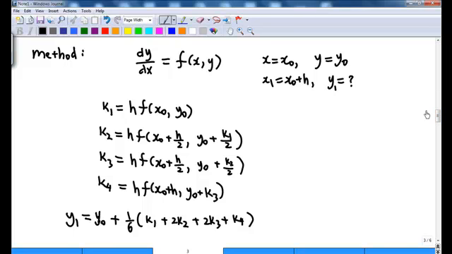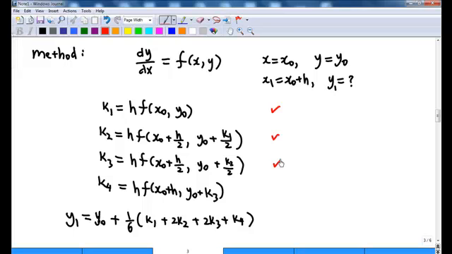Given that dy/dx is equal to a function of x and y, where x equal to x0, y equal to y0, and if x1 equal to x0 plus h, what is the value of y1? First, you find the value of k1, which is h times f of x0, y0. Then, you find k2, which is h times f of x0 plus h over 2, y0 plus k1 over 2. Then you find the value of k3, which is h times f of x0 plus h over 2, y0 plus k2 over 2.